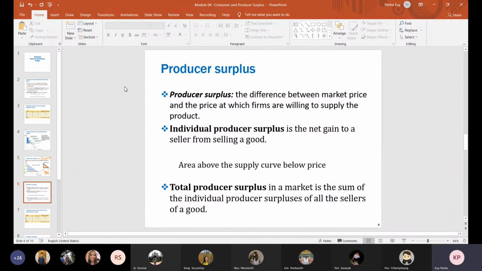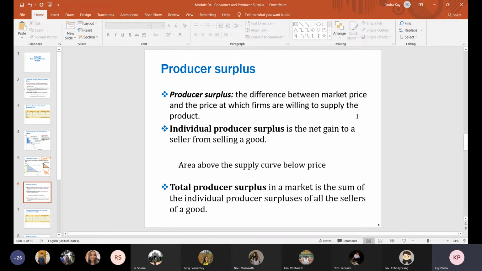So this one is the producer surplus. It is also the same concept as the consumer surplus. Producer surplus, we define this as the difference between the market price and the price at which firms are willing to supply the products. An individual producer surplus is the net gain to a seller from selling a good, right?